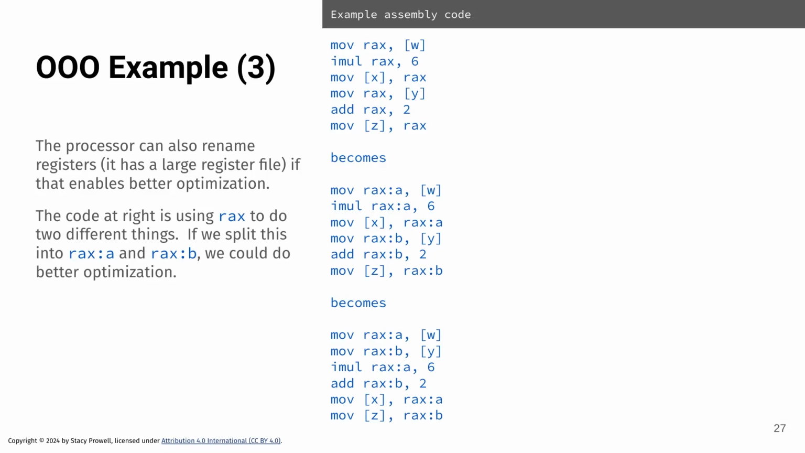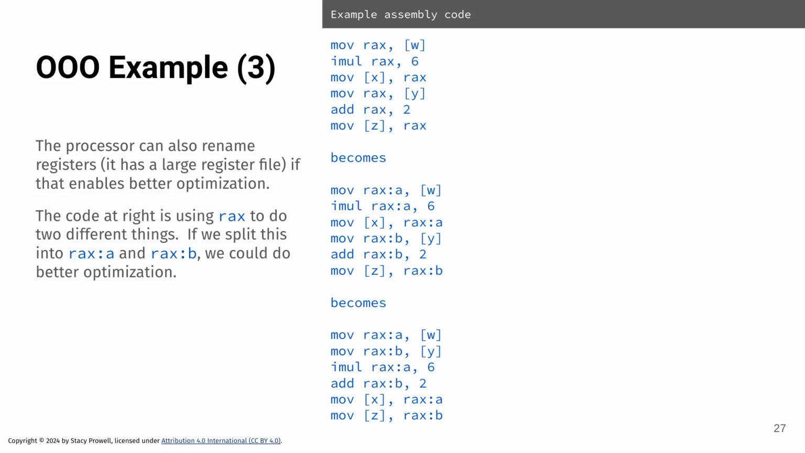So look at the top. At the top we have 6 instructions. We have the move, the integer multiplication, and another move. Those all use RAX. I put a value in RAX from memory, I multiply it by 6, and I put that back into memory. Then I use RAX again for a different thing. I look at a different location, possibly. I put that value in RAX. I add 2 to it, and then I store that back at a different location. And we'll assume W, X, Y, and Z are all distinct locations. Or at least we'll assume that X and Y are distinct locations.